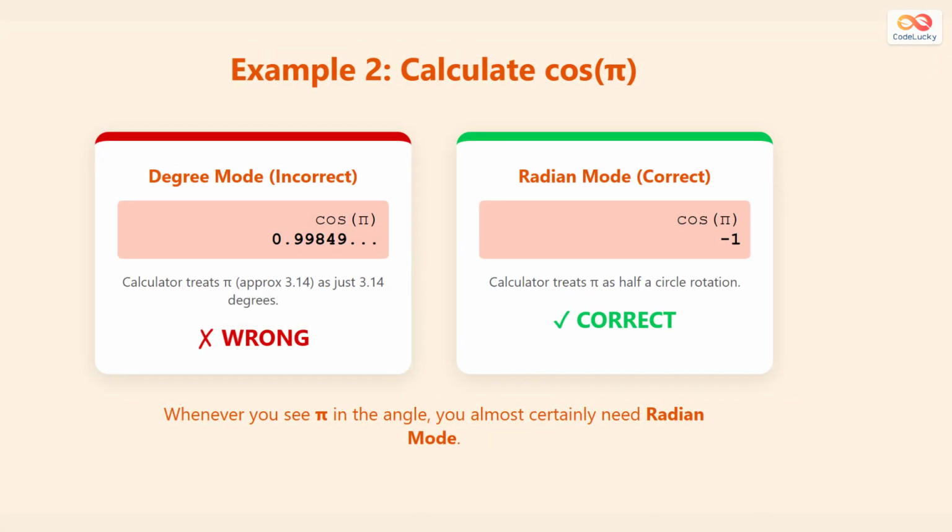Now consider an example using radians, the cosine of pi. Since pi is approximately 3.14, this is a very small number in degrees, but in radians it represents a half-circle rotation. In the correct radian mode, cosine of pi gives you -1, but if you are in degree mode, the calculator thinks you mean roughly 3 degrees, giving you a result of almost +1. A good rule of thumb: if you see the symbol pi in your angle, you almost certainly need radian mode.